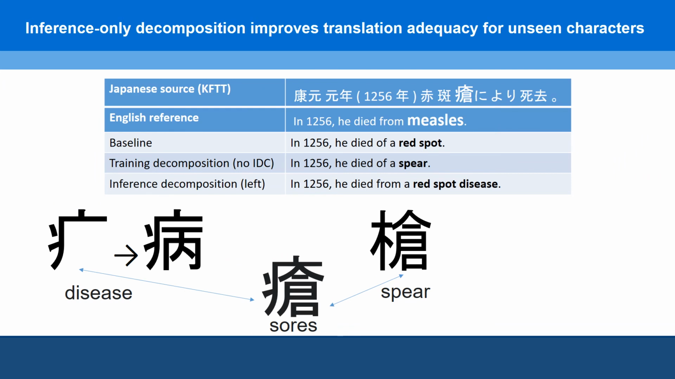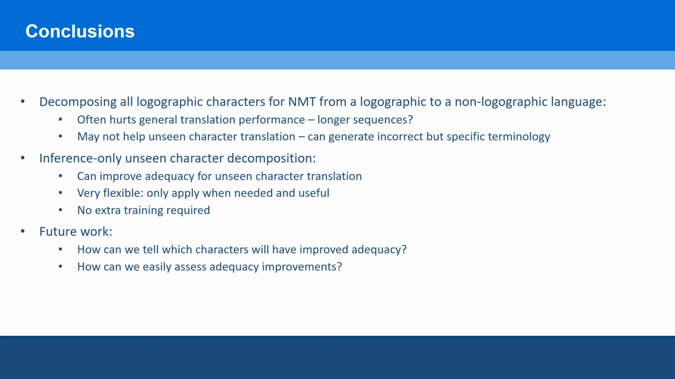Here is another example from the Kyoto free translation task unseen set, where the training decomposition confidently translates the unseen kanji for sores as part of measles into the word spear, which is completely incorrect. Again, it likely does this because of the specific subcharacters that are involved. By contrast, the inference-only decomposition does not match the reference, but it is much closer in meaning and it can be understood.